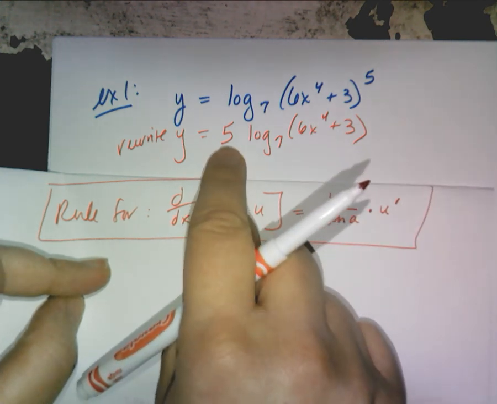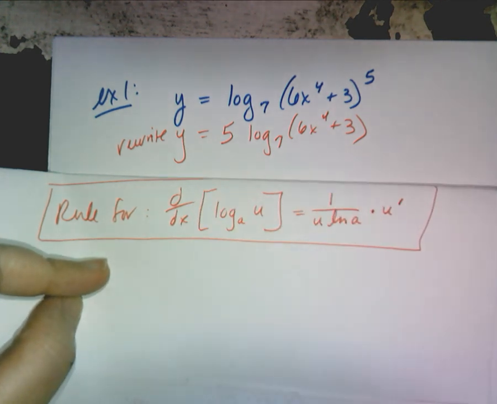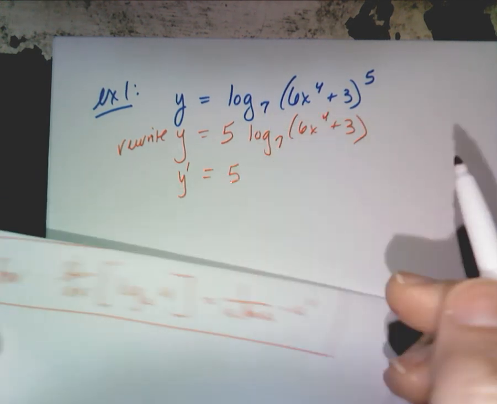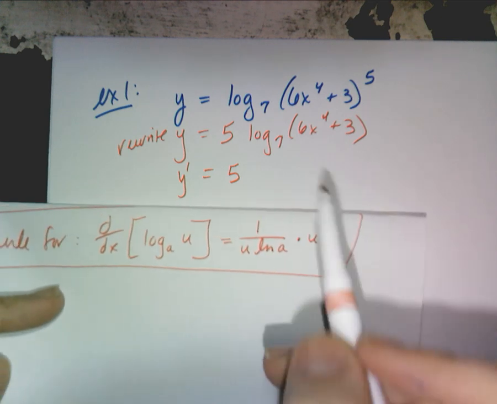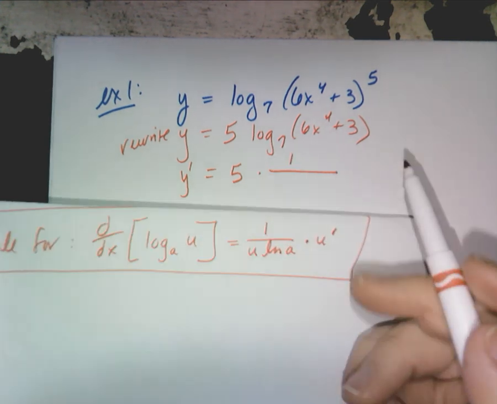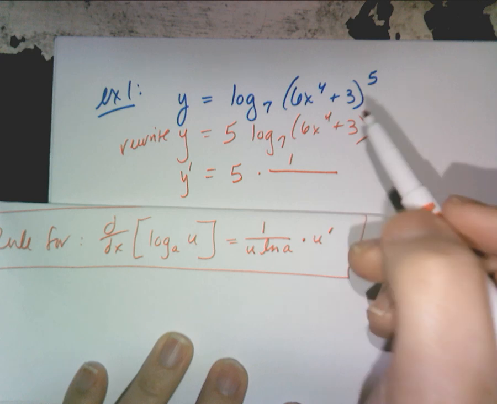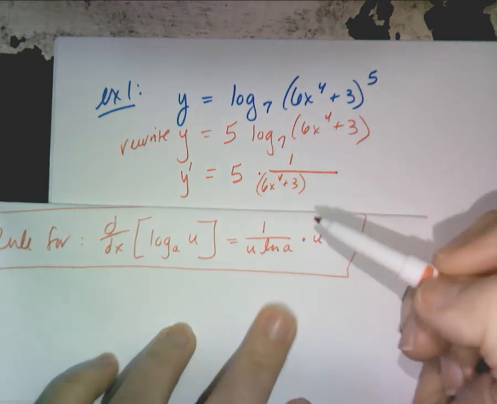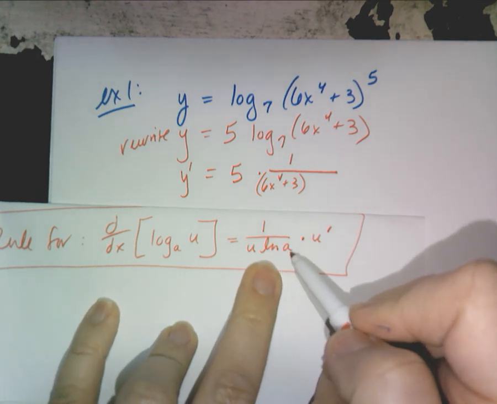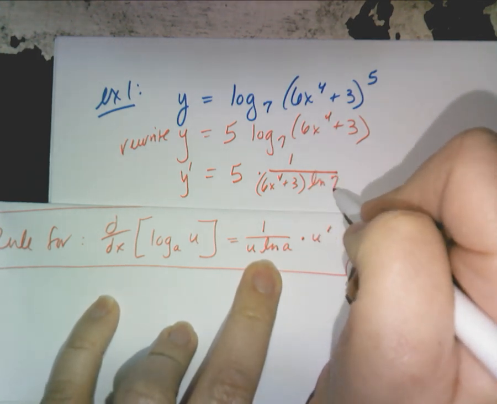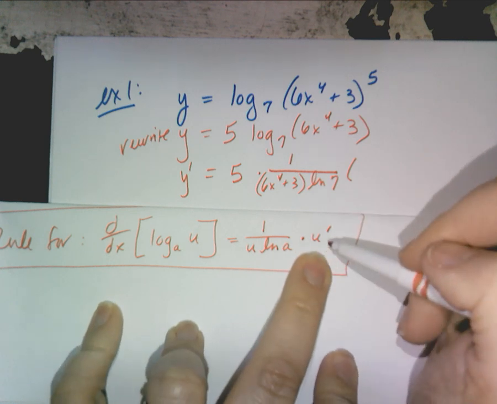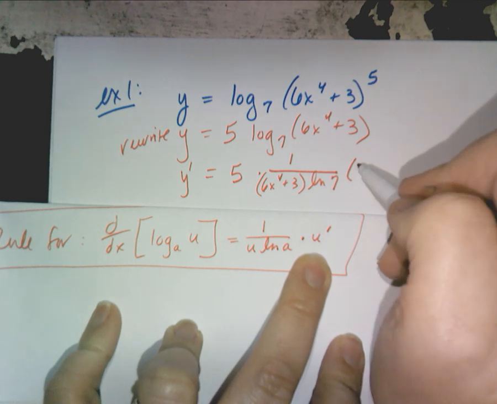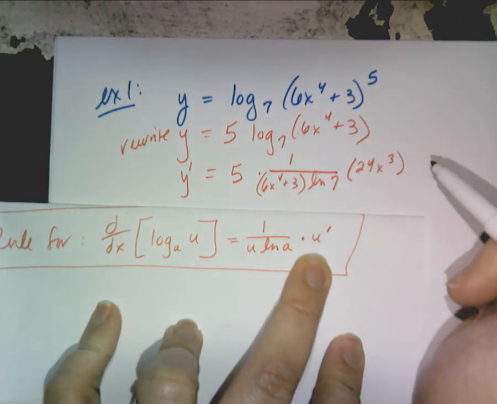So what do I do with the 5? Just keep it there. It's a coefficient, so it gets attached. So 5, now what would I write? 1 over 6x to the 4th plus 3, this is my u, times ln A, so ln of 7, times the derivative of the u, what would that be? 24x cubed.